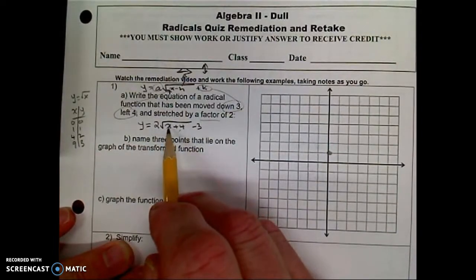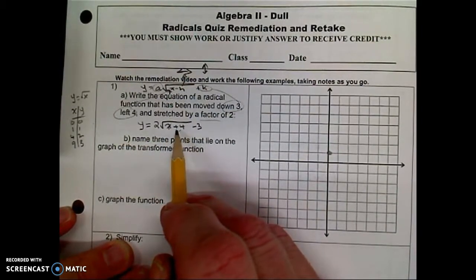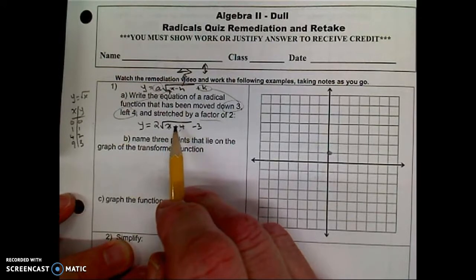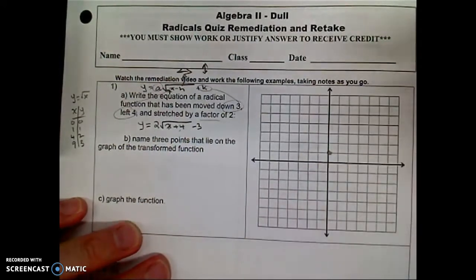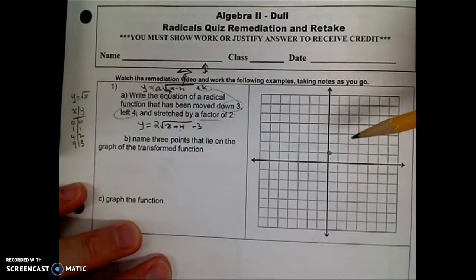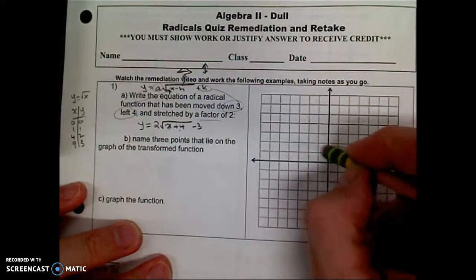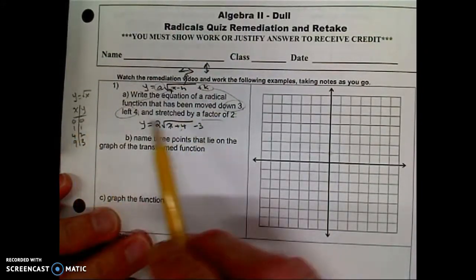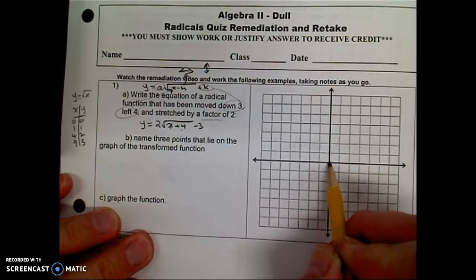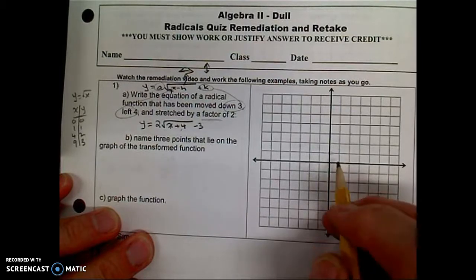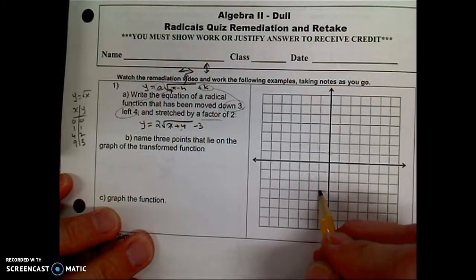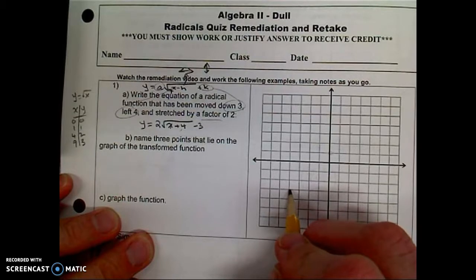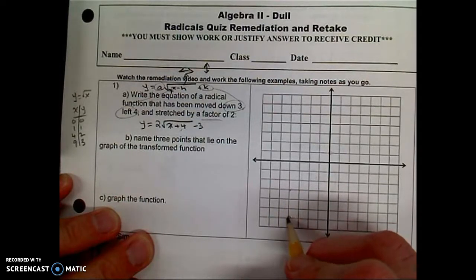When I put 1 in, 1 plus 4 is 5. I'm going to square root of 5 and double that and subtract 3. So you can see that some of these points are going to move in different ways. So let's think, rather than putting those points in, what if we just moved all the points that we know exist? If I have 0, 0, it's going to move down 3, left 4, and then we're going to double that y value. So that's going to take us here.